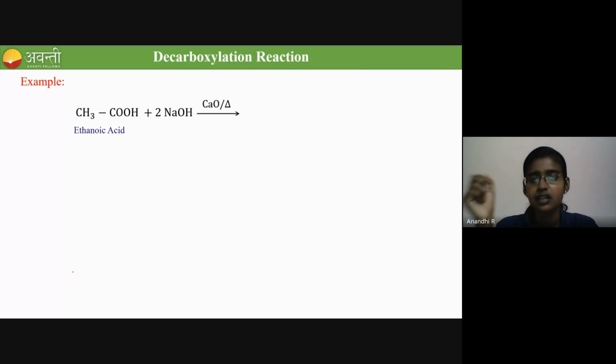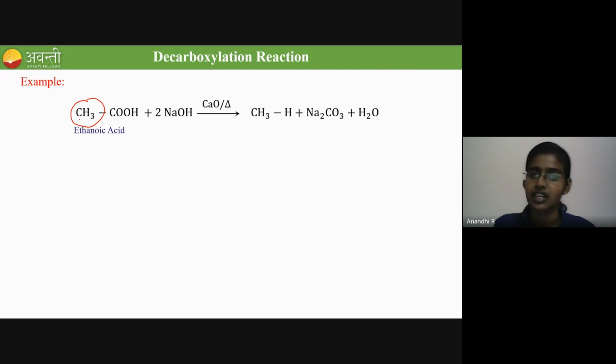So take this as an example. Ethanoic acid is taken, and it is treated with NaOH and CaO. Can you name the product we get from this ethanoic acid? Can any of you type the name of the product in the chat box? From an acid we are getting an alkane, right? So just type the name of the alkane. Methane, yes, that's great. Your answer is correct. So we are getting methane. The R group is CH3 and to this R group hydrogen is attached. So CH4 is methane. Good.